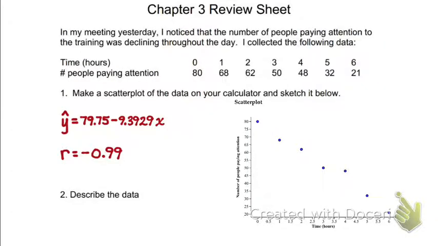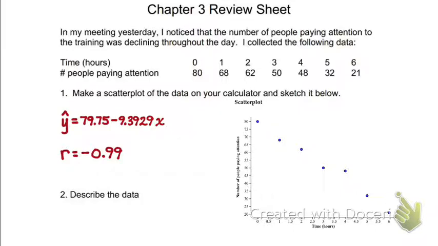All right, I've got my scatter plot up on the screen, my equation, and R value. Go ahead and check yours against mine, see if you guys got the same thing. How would you describe the data based on the scatter plot?